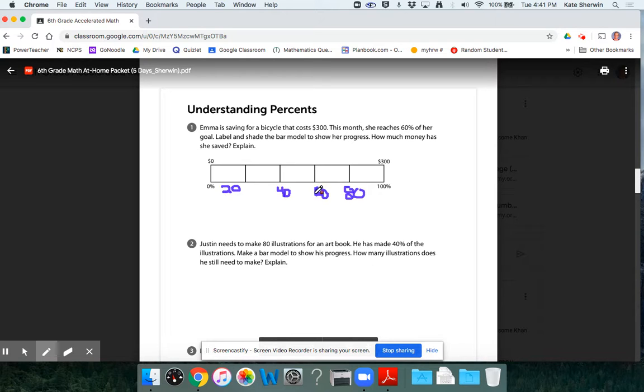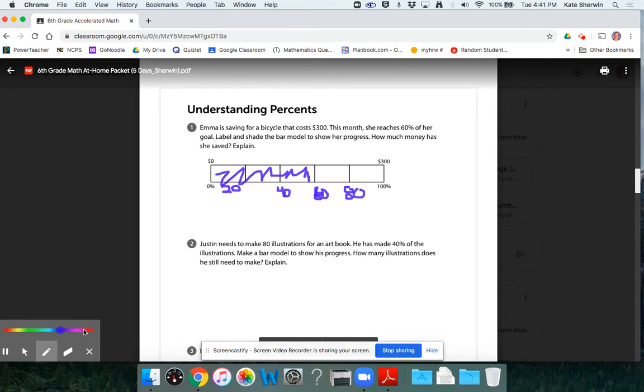Okay. Oops. My 6 is not very good. There we go. So that means, I am sorry, people. I'm really bad with this tool. It would be the first 3 chunks, 20, 40, 60%. She's almost there. And then it asks, well, how much money is that?